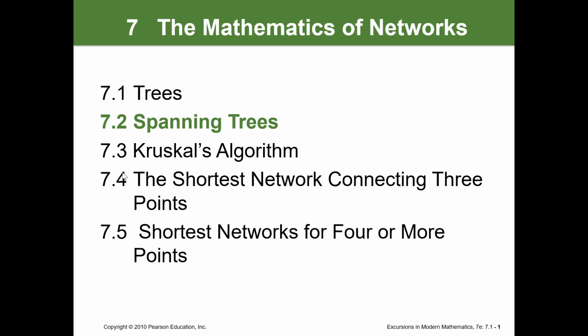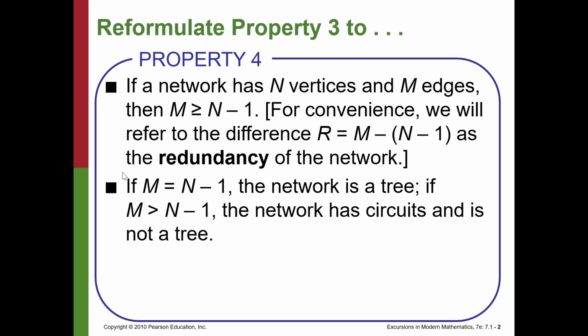So let's move on and talk about spanning trees, right? So when you have a network with n vertices and n minus one edges, then you have a tree. If m is greater than n minus one, then you have some redundancy. You have some edges that you can do away with. And so for convenience, we will refer to R as the redundancy: m, the number of edges you have, minus n minus one, the number of edges that you need to form a tree.